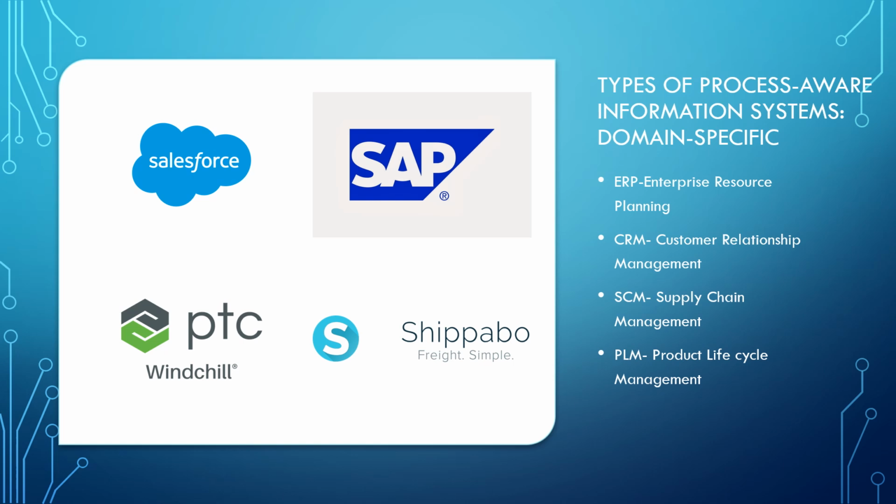Enterprise resource planning supports business processes like HR, accounting, and production management, with the two most important processes being procure to pay and order to cash. Examples include SAP and Epicor.